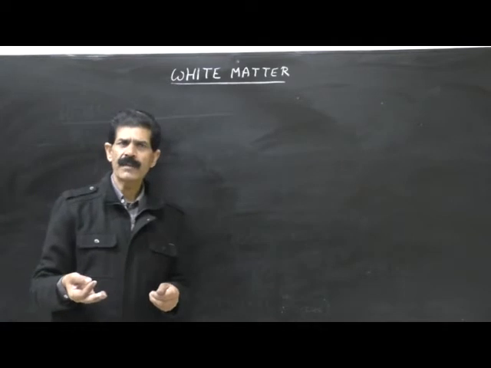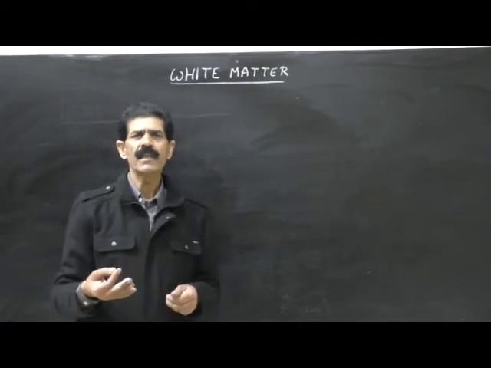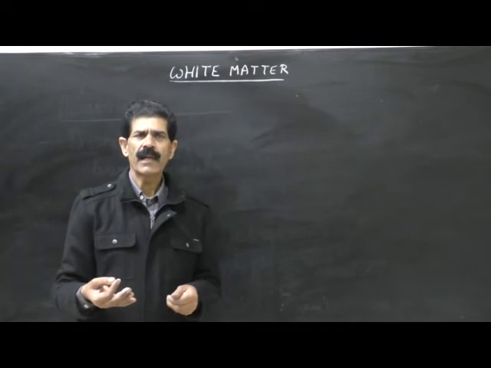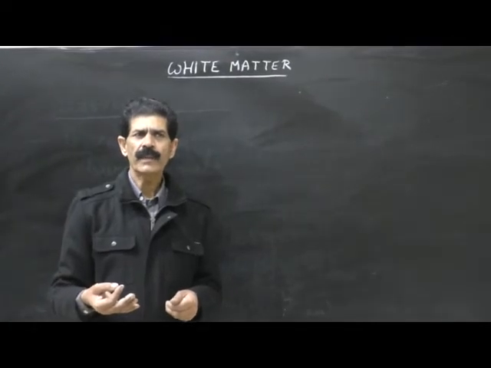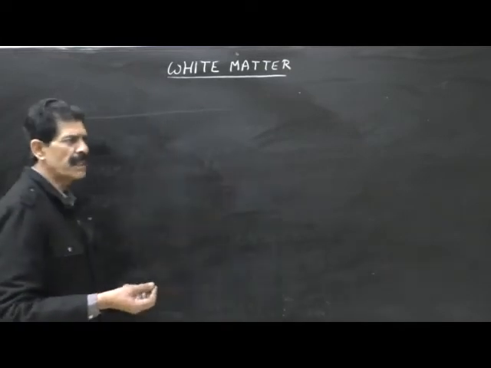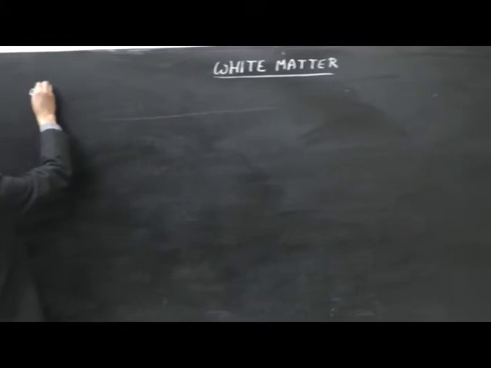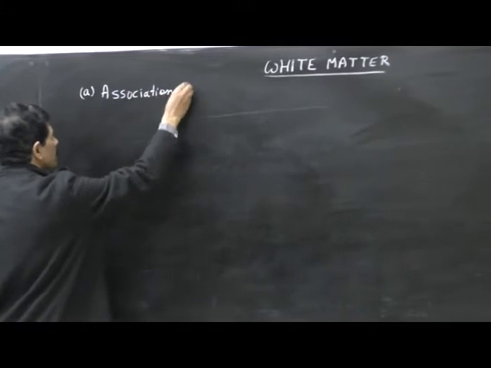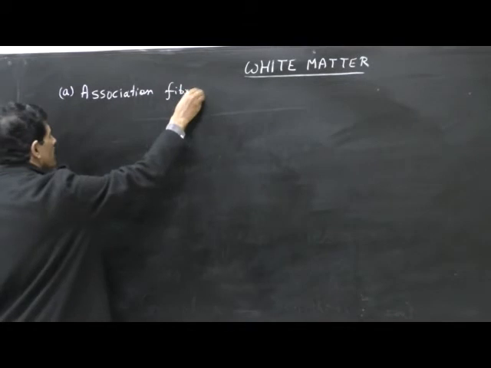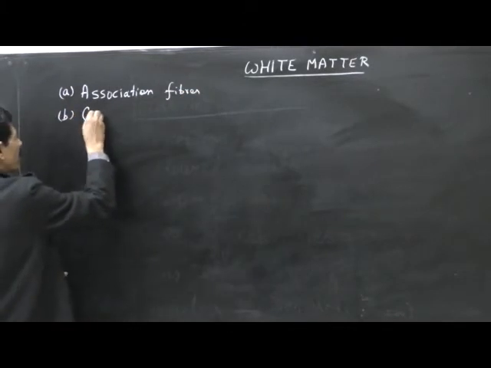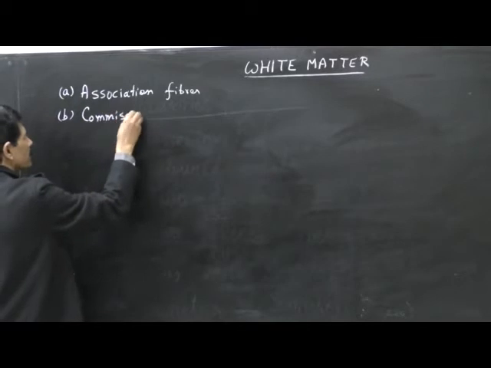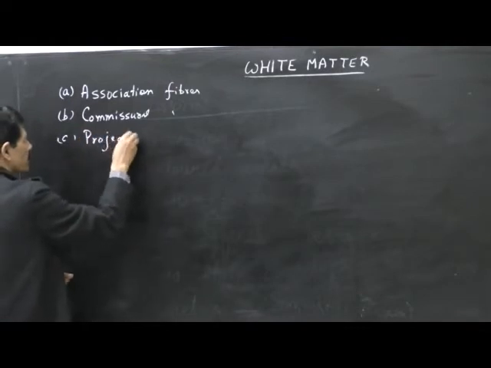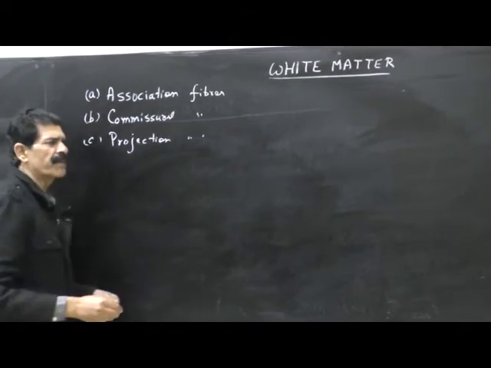So if we talk about the white matter, we are talking about the bundles and bundles of the nerve fibers or the axons of the neuron. And when we study the white matter of the cerebrum, we come to know that it consists of three types. Number one type is the association fibers. Type 2 is the commissural fibers. And type 3 is the projection fibers. So three types of fibers or white matter we encounter in the cerebrum.